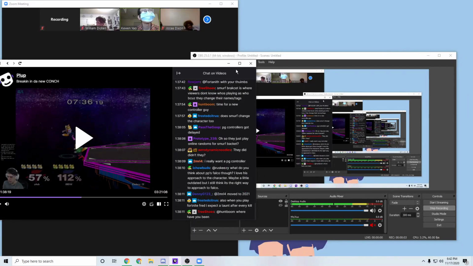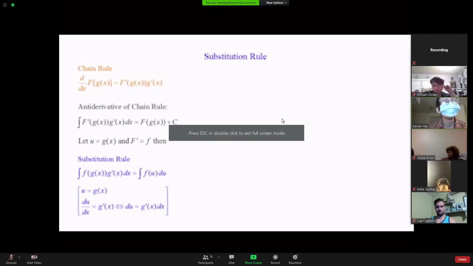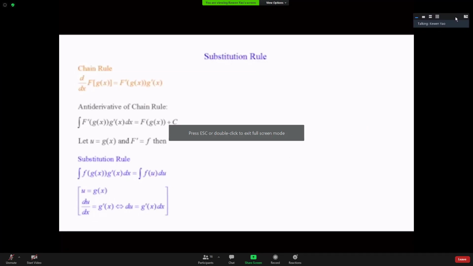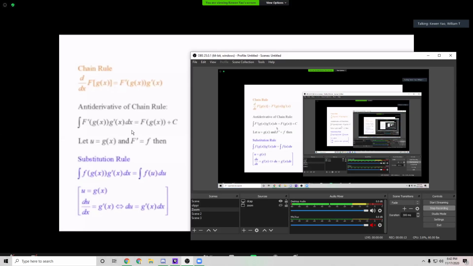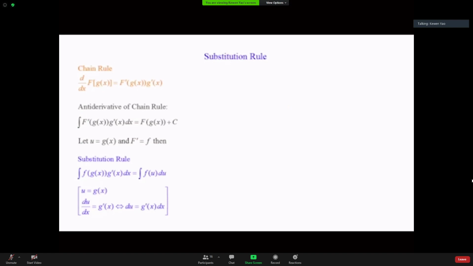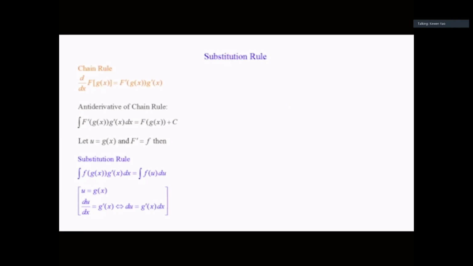Start with the inside function u equals g of x. Then the derivative of this function u is written as du/dx is equal to g prime of x. To help us apply the substitution rule, we can treat du and dx as differentials. This gives us the equivalent form for the derivative of u being du is equal to g prime of x dx.